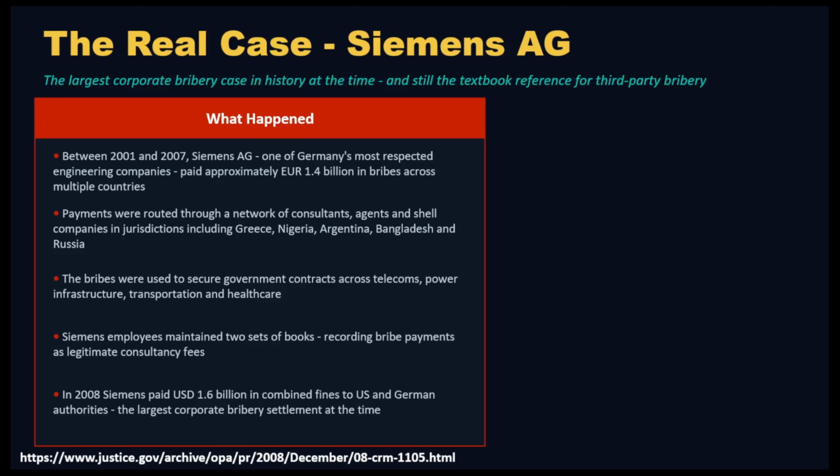The bribe payments were recorded in Siemens' books as legitimate consultancy, which is very common in their business model. So there were two sets of records, one for the auditors and one for the actual transactions. In 2008, Siemens paid a total of 1.6 billion in combined fines to US and German authorities.